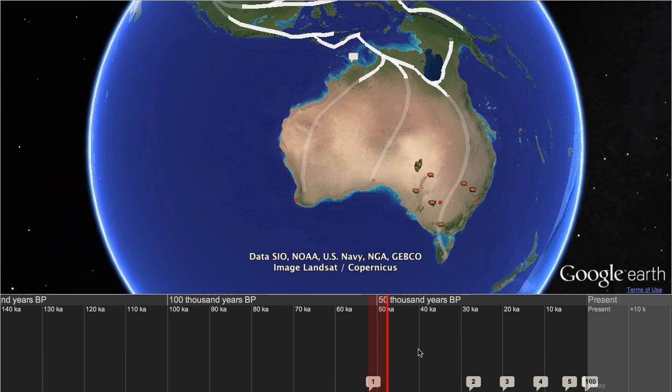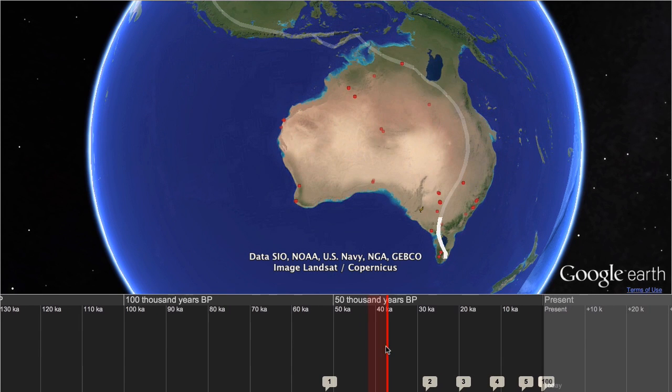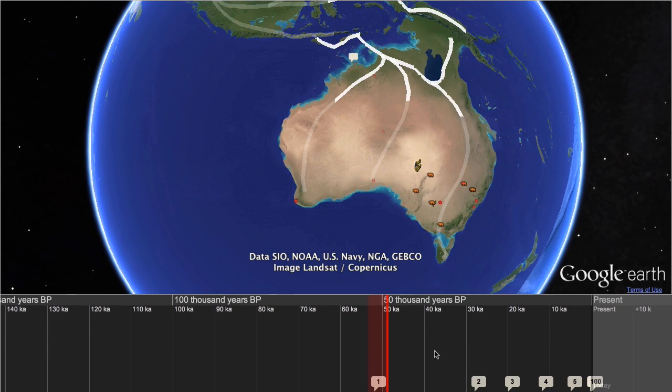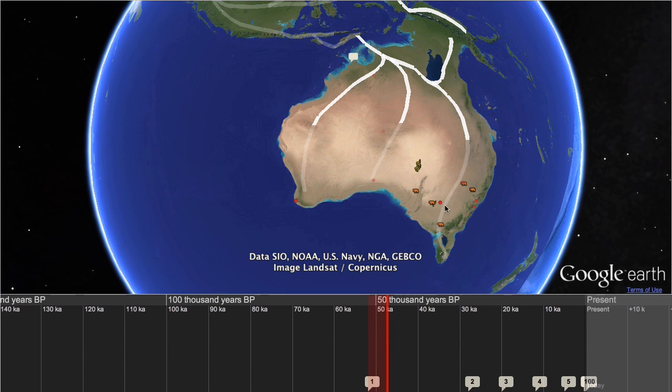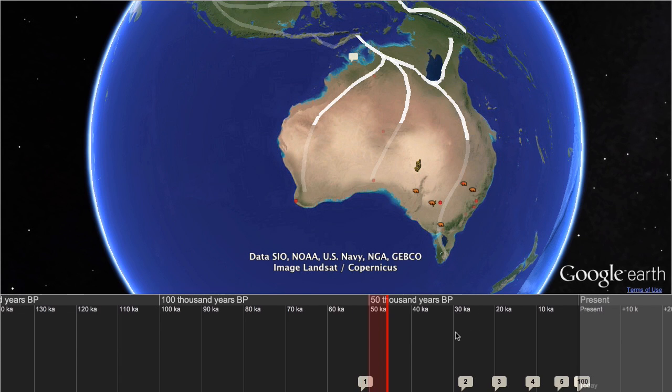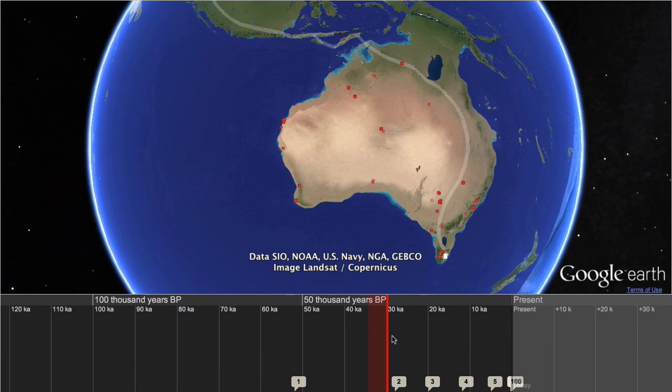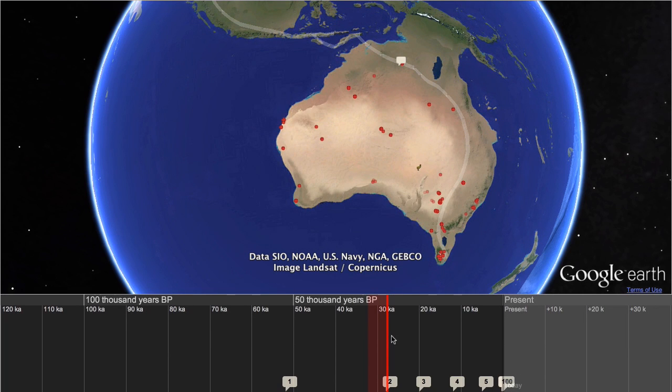So there's the first moment. You can see people entering the country, travelling down. The red dots represent archaeological dates, and these icons here represent the various megafauna fossils that have been found around Australia. Okay, the second moment is the first rock art.